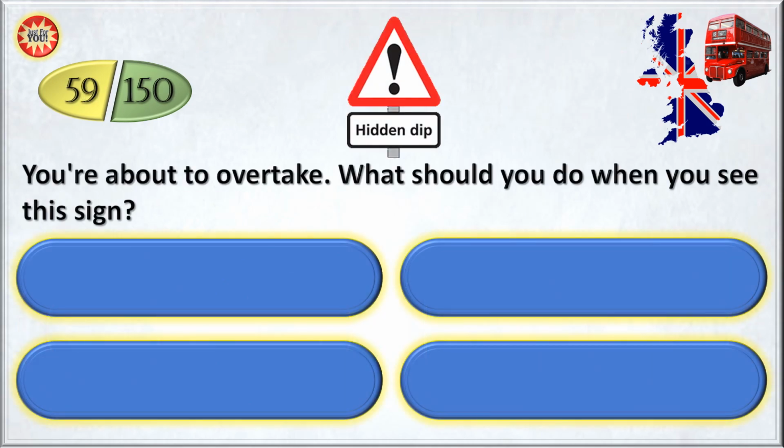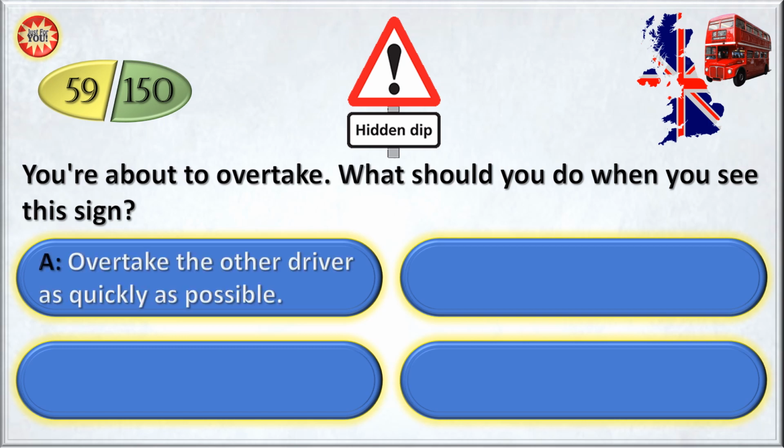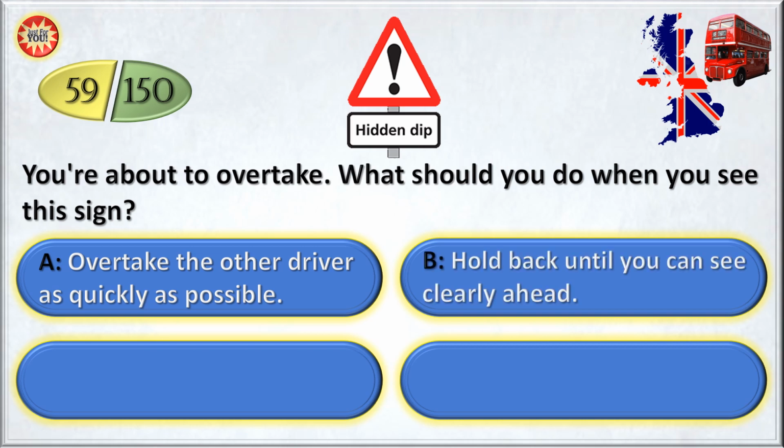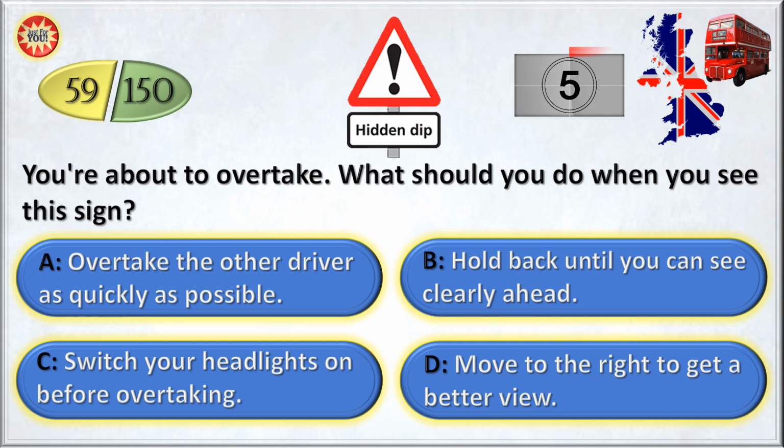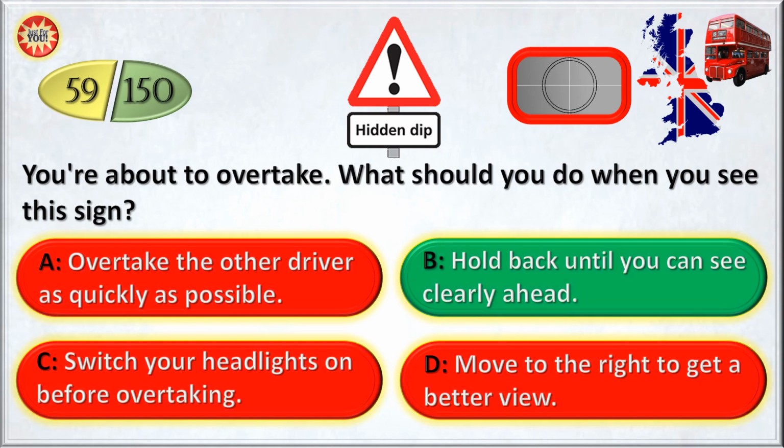You're about to overtake. What should you do when you see this sign? Overtake the other driver as quickly as possible. Hold back until you can see clearly ahead. Switch your headlights on before overtaking. Move to the right to get a better view. Hold back until you can see clearly ahead.